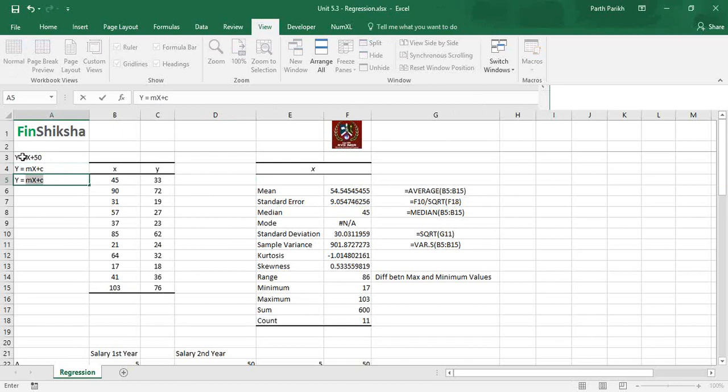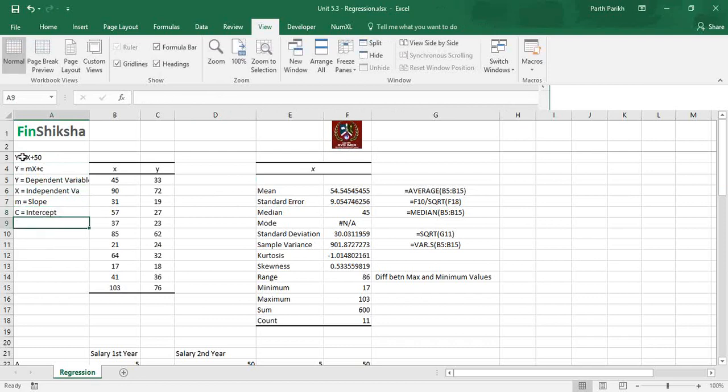y is called the dependent variable, x is called the independent variable, m is called the slope, and c is called the intercept.